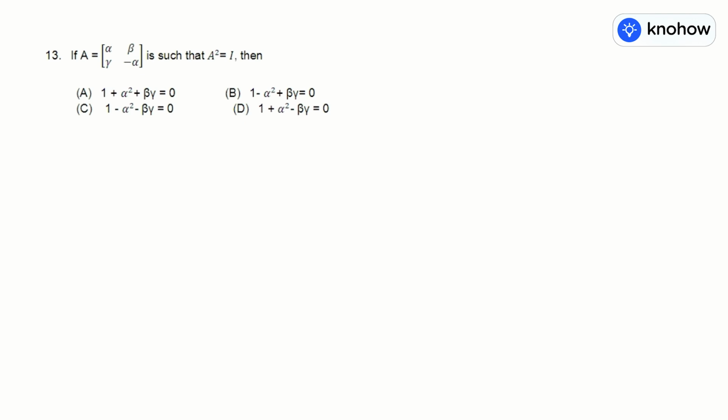alpha, beta, gamma, minus alpha, such that A square equal to I, the identity matrix. Then let us work out A square. What is the given relation? A square equal to I. So what is A? Alpha, beta, gamma, minus alpha, multiply with the same alpha, beta, gamma, minus alpha.